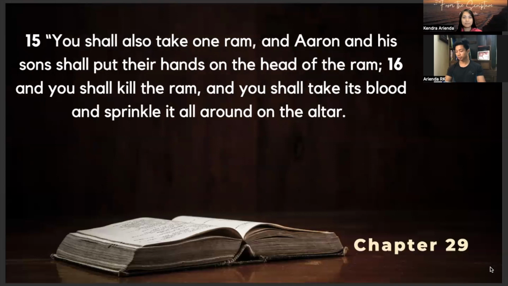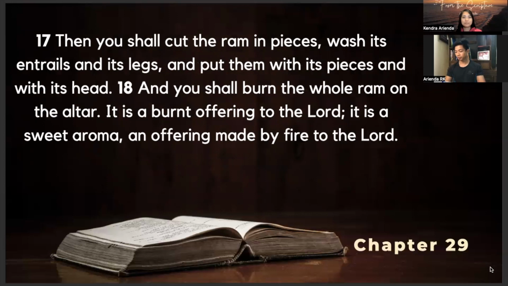You shall also take the 1 ram. And Aaron and his sons shall put their hands on the head of the ram. And you shall kill the ram, and you shall take its blood and sprinkle it all around on the altar. Then you shall cut the ram in pieces, wash its entrails and its legs, and put them with its pieces and with its head. And you shall burn the whole ram on the altar. It is a burnt offering to the Lord. It is a sweet aroma, an offering made by fire to the Lord.